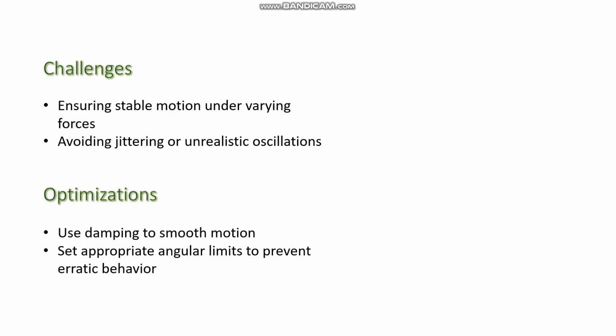So while hinge joints are powerful, they come with challenges. Ensuring stable motion under varying forces can be tricky, and without proper settings, jittering or unrealistic oscillations may occur. To optimize performance, damping can be used to smooth motion and reduce unwanted oscillations. Additionally, setting appropriate angular limits prevents erratic behavior, ensuring controlled and natural movement. By addressing all these challenges, we can unlock the full potential of hinge joints.